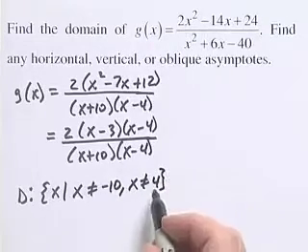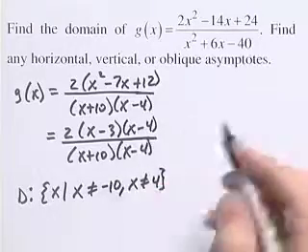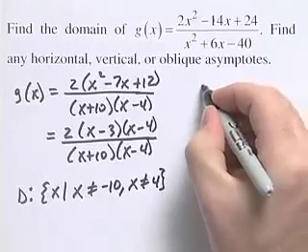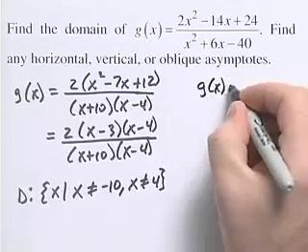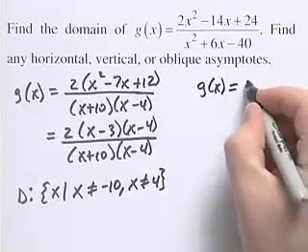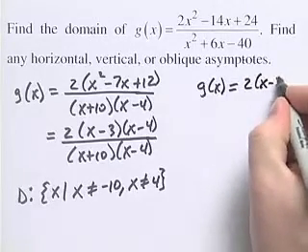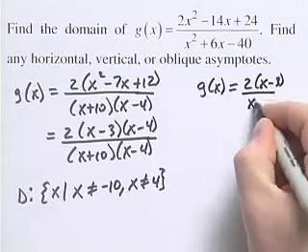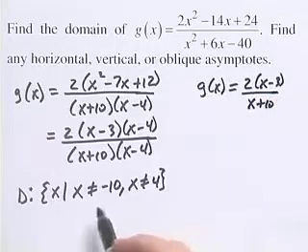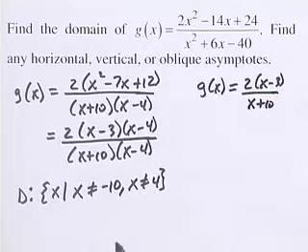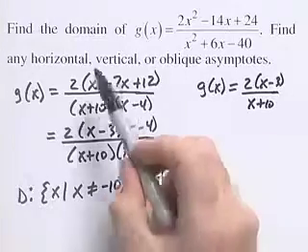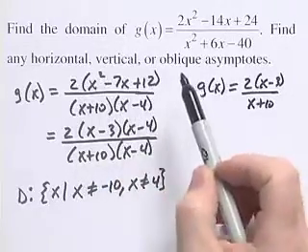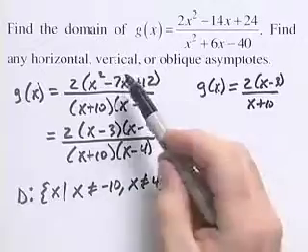Once we've got our domain, we can go ahead and simplify our function. So in reduced form, we'll say that g of x is equal to 2 times (x − 3) divided by (x + 10), keeping in mind that x cannot equal negative 10 or 4. To find vertical, horizontal, and oblique asymptotes, we'll start with vertical asymptotes.